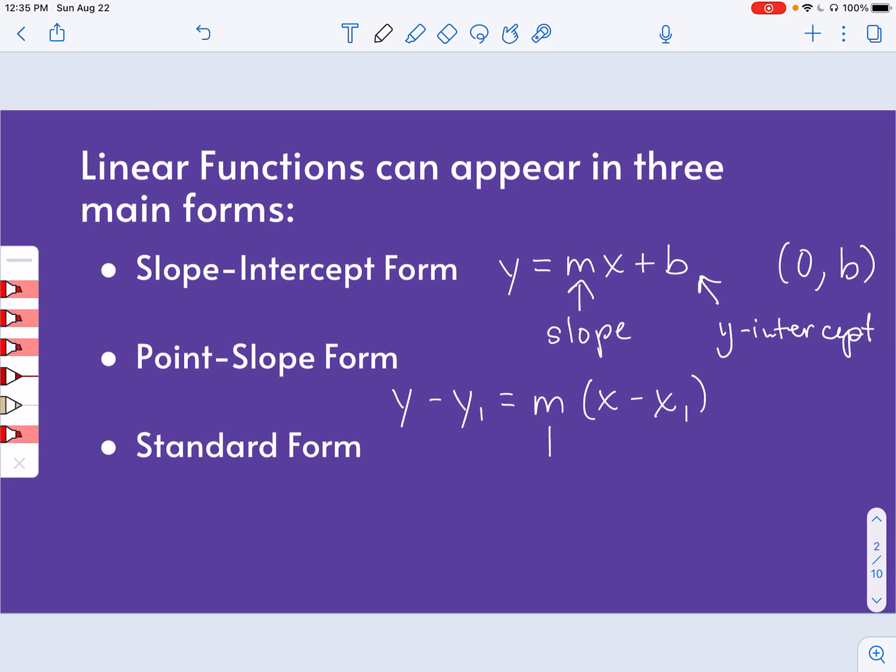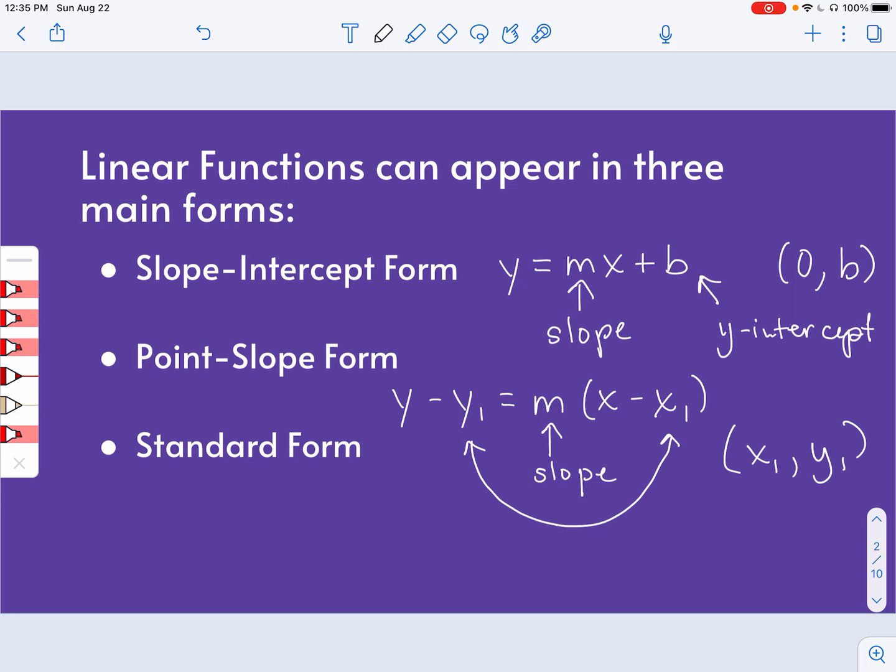Let's go back to point slope. m is still the slope, or your constant rate of change. But then the x1 and y1, these make up the point on the line. So the point on the line would be (x1, y1). That would be your point. Notice how even though there's a subtraction sign, the x1 is positive, and even though there's a subtraction in front of the y1, that is also positive.